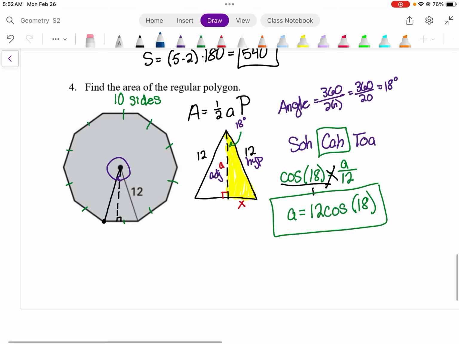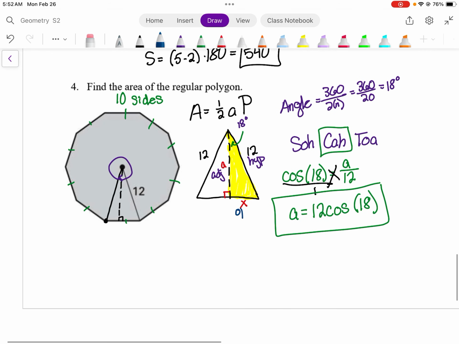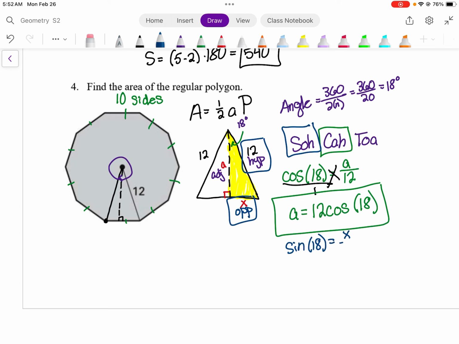All right, next we're going to find our x, and x is the opposite. So we're going to use that one and the hypotenuse because we know that exact length. And opposite over hypotenuse is sine. So we can use sine of 18 equals x over 12. And once you do that, you'll cross multiply and you would get x equals 12 times the sine of 18. Once you have that x value, then you can find the perimeter.